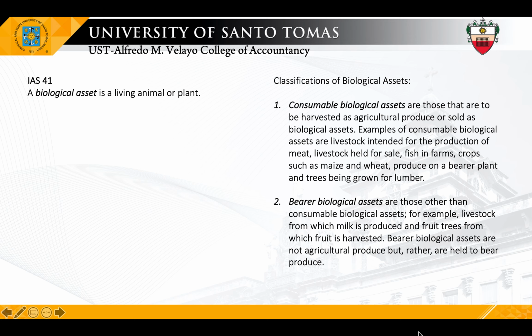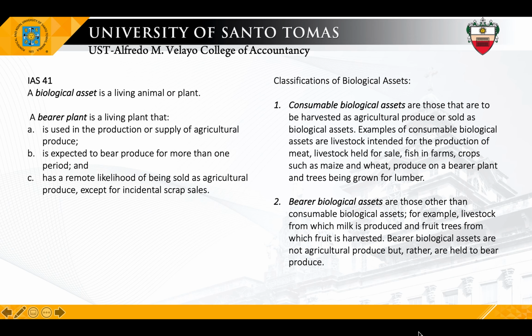Now, talking about bearer biological assets, we have bearer plant. So, according to IAS 41, a bearer plant is a living plant that is used in the production or supply of agricultural produce, is expected to bear produce for more than one accounting period, and has a remote likelihood of being sold as agricultural produce except for incidental scrap sales. So, as we can notice, the definition of a bearer plant is essentially the same as the definition of a property, plant, and equipment. Therefore, bearer plant, although defined in IAS 41, is scoped out of IAS 41 and now under IAS 16 because a bearer plant is considered as PPE, property, plant, and equipment.